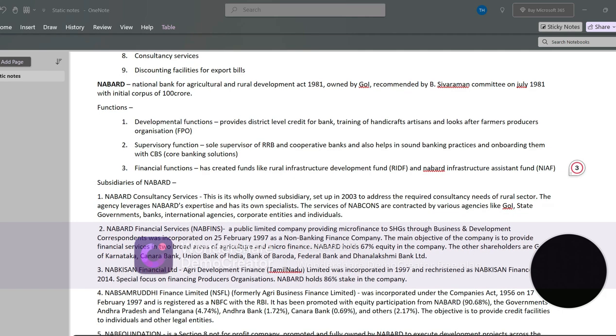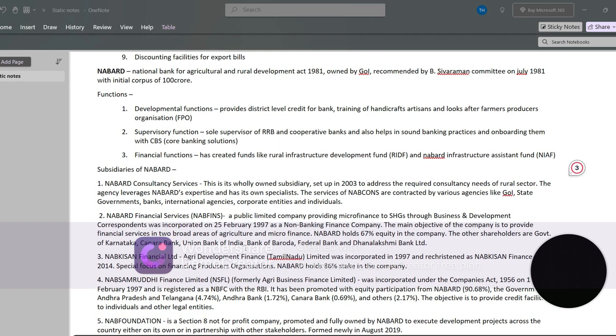Next is NABARD, National Bank for Agriculture and Rural Development. Its Act came in 1981 and it is fully owned by Government of India as well. It was recommended by the B. Sivaraman Committee in July 1981 and it started with an initial corpus of rupees 100 crores. Its three basic functions are development functions, supervisory functions, and financial functions.